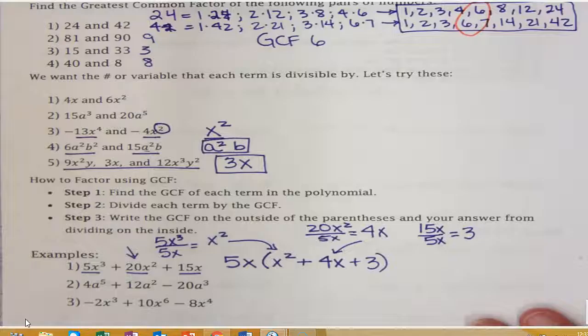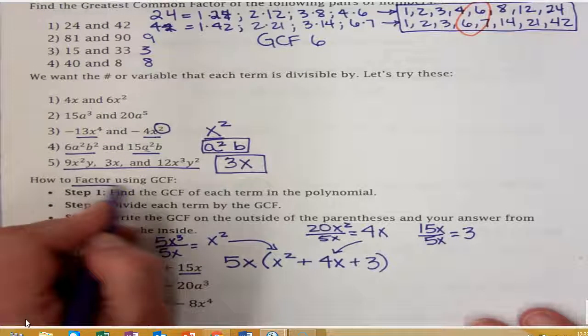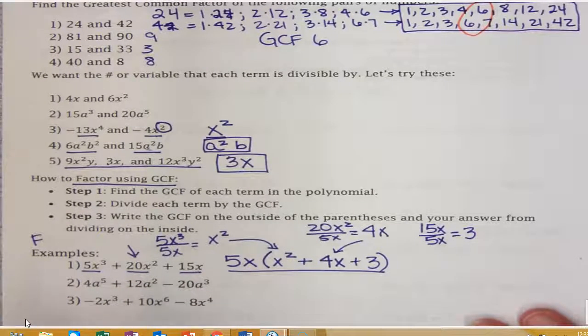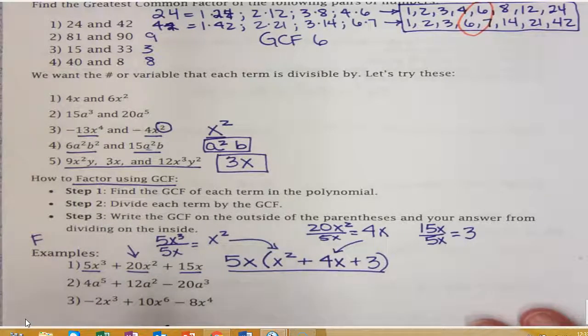So if all I'm being asked for is to find the factor using GCF, this is all I'm asked to do. Now, you guys know that we can extend this on and factor this even smaller, but that's not what we're asked to do now.